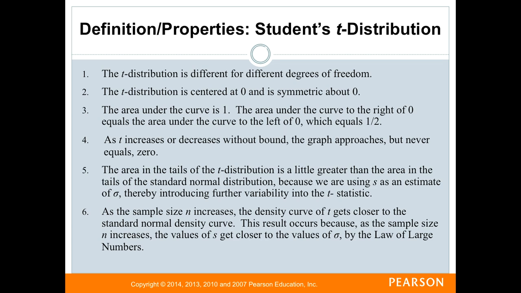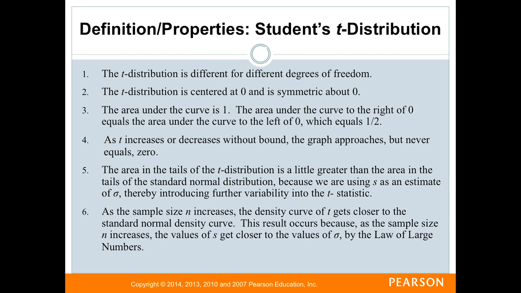Now, there are a lot of properties of Student's t-distribution. You don't need to sit down and memorize all of these, but you should be familiar with them. We're going to talk about degrees of freedom. That's related to sample size, and the t-distribution is different for all different degrees of freedom. It's centered at 0, symmetric around 0. Area under the curve is 1. The area to the right of 0 and the area to the left of 0 are both 1/2. As t increases or decreases without bound, the graph approaches but never equals 0. A lot of these things should sound very familiar.